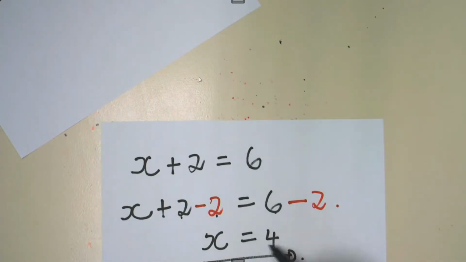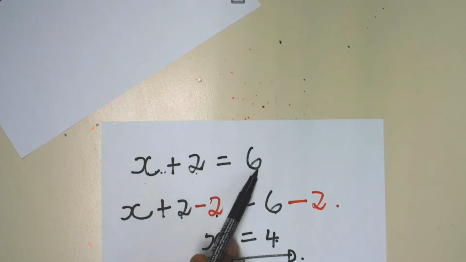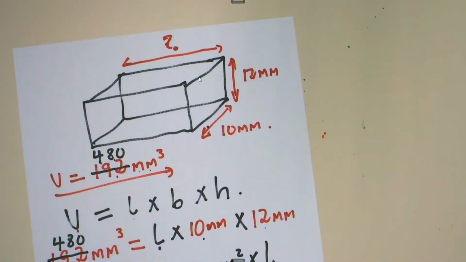Let us now take 4 and substitute it here for the value of x. 4 plus 2, it is 6. Can you see that 6 is equal to 6? Okay, good. I was just trying to remind you. Now, that was a plus, and the opposite of a plus or addition is a subtraction.